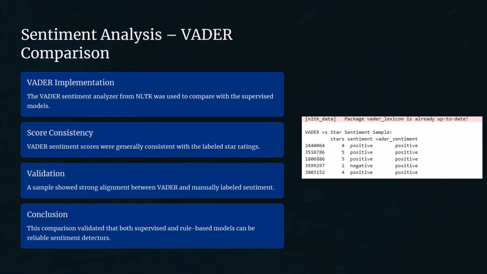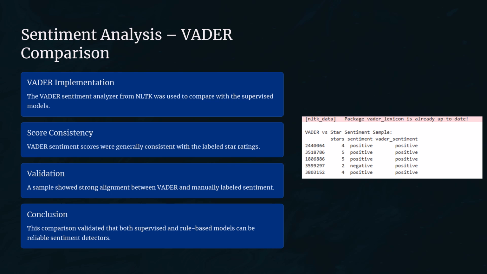To cross-validate our findings, we compared this with a rule-based approach using the VADER sentiment analyzer, which is specially tuned for social media and review texts. VADER calculates a sentiment score for each review using predefined lexical rules. We tested its output against our star-based labels.